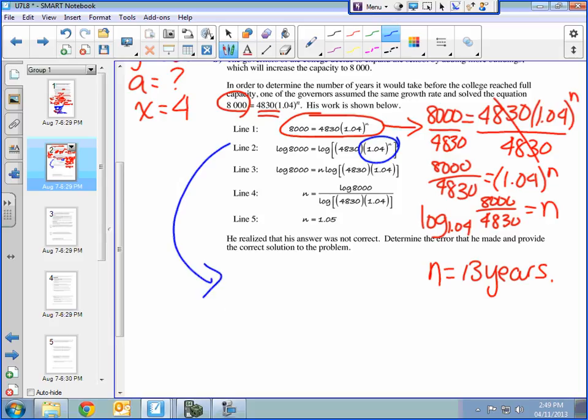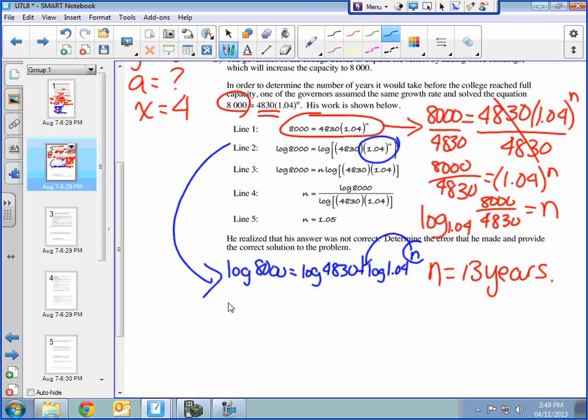If they were to go on, they would have to go log of 8,000 equals log of 4830 plus log 1.04 to the n. This would just be your power law. Do you guys understand why? Because when you're multiplying two arguments, it's the same as adding the logarithms. So this n is only affecting this one logarithm, not both.